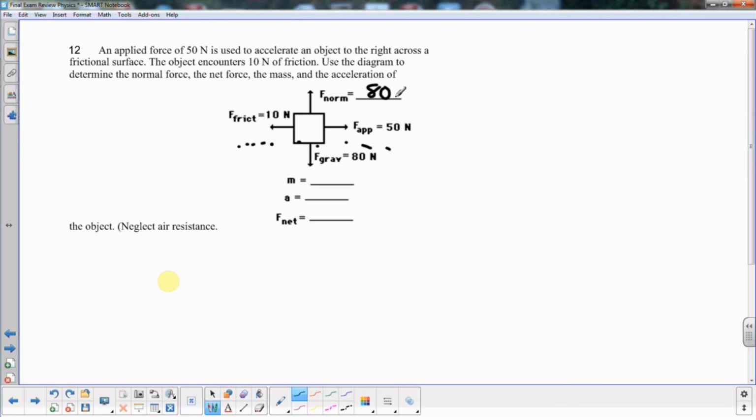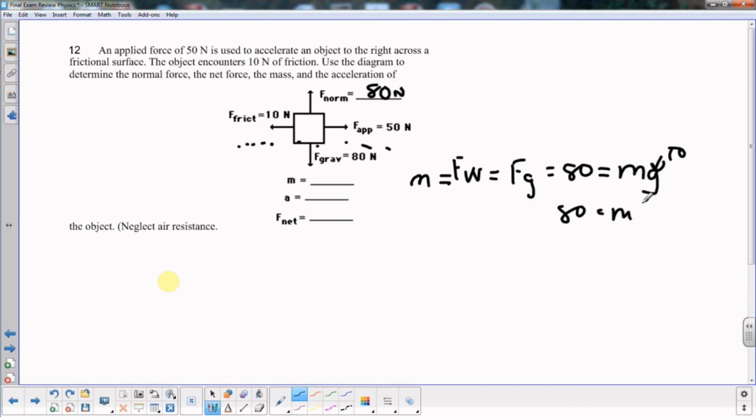I know that the mass can be gotten from the weight force, which is also known as the gravitational force, which is 80 newtons. Now, if you remember, 80 newtons equals mg. You know g is 10, so 80 equals m times 10, which means that m is 8. Divide both sides by 10.